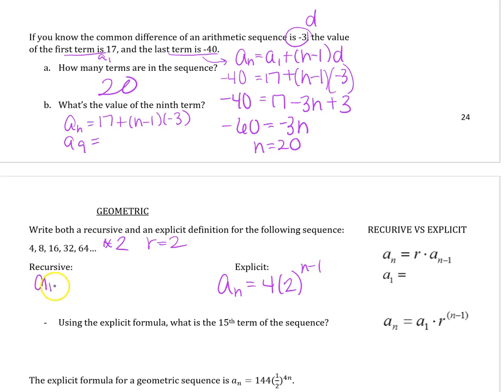Recursively, the first term, which I always have to state, is 4. If I want the next term, I have to take the previous term and multiply by 2. So if I wanted the 15th term in the sequence, I would just take the explicit formula and evaluate it, which then you just plug it in your calculator, and that would give you the 15th term.